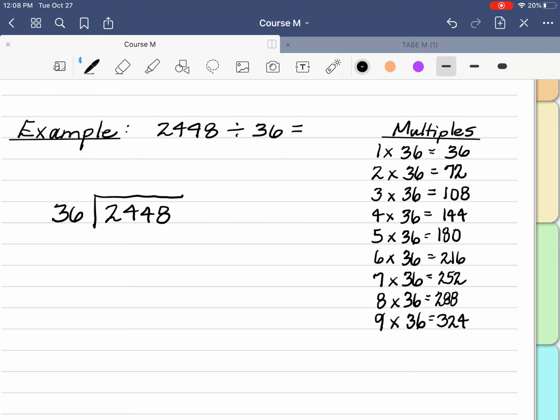All right, 36 cannot go into 2. It cannot go into 24. So I need to go into 244. And let me just draw a line right there so you can see 244 without going over. So when I come over here, I see that that would be the 216. 252 is too big, and that is at the 6th iteration of 36. So 6 times, and that is 216.